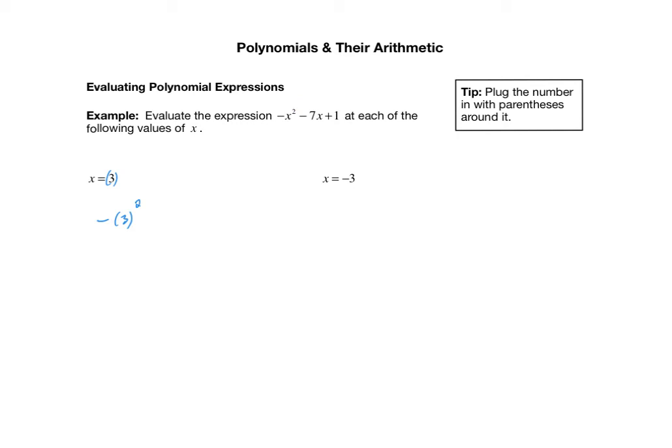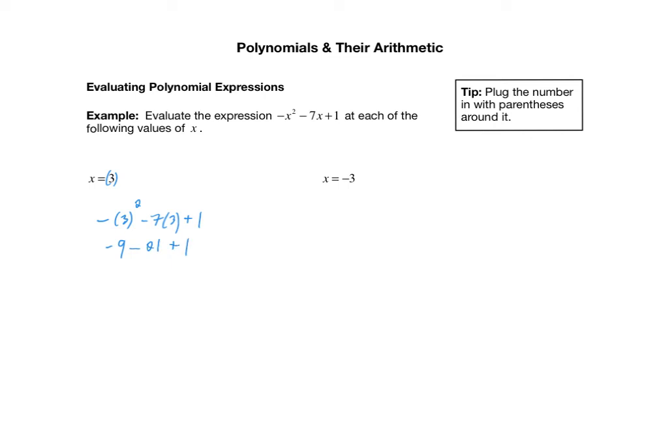Then we've got the minus 7 times x. In place of x, though, we're going to put that 3 with parentheses around it, and this means multiplication when you put those next to each other, so that's good. Then we also have the plus 1. Now notice, we are not squaring negative 3. We're squaring 3 and then taking the opposite of that. The square of 3 is 9, and the opposite of 9 is negative 9. Then we have minus 7 times 3 is 21, and then we've got plus 1.